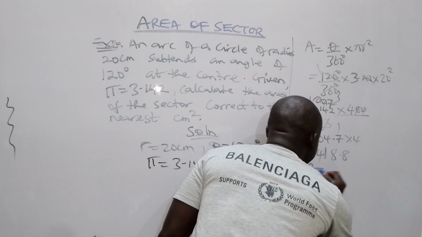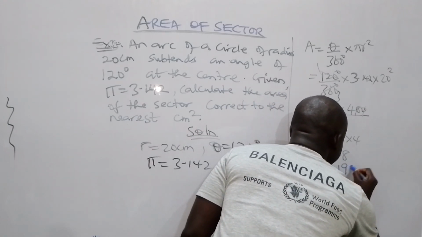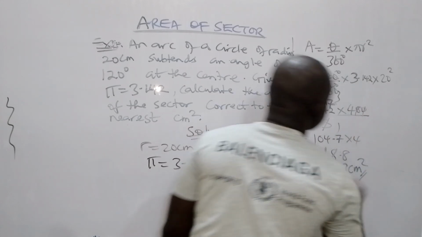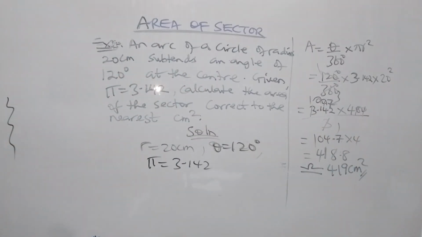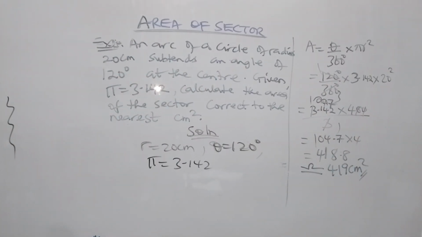So this is approximately 419 centimeters square, correct to the nearest centimeter square. Since I have 418.8, that is approximately 419 centimeters square. So the area of the sector is 419 centimeters square, correct to the nearest centimeter.